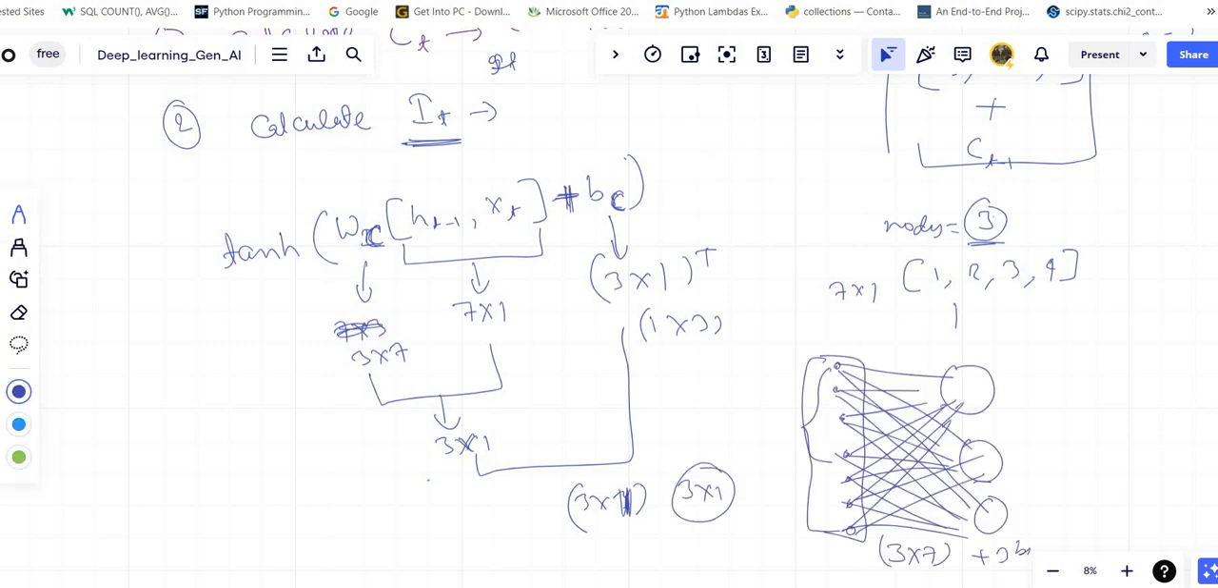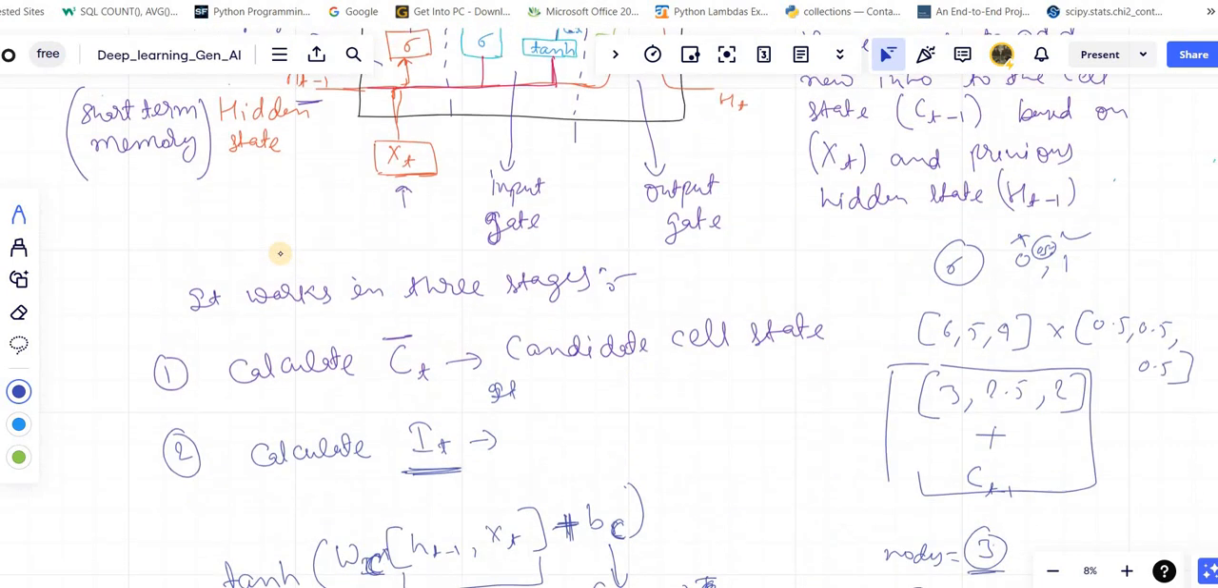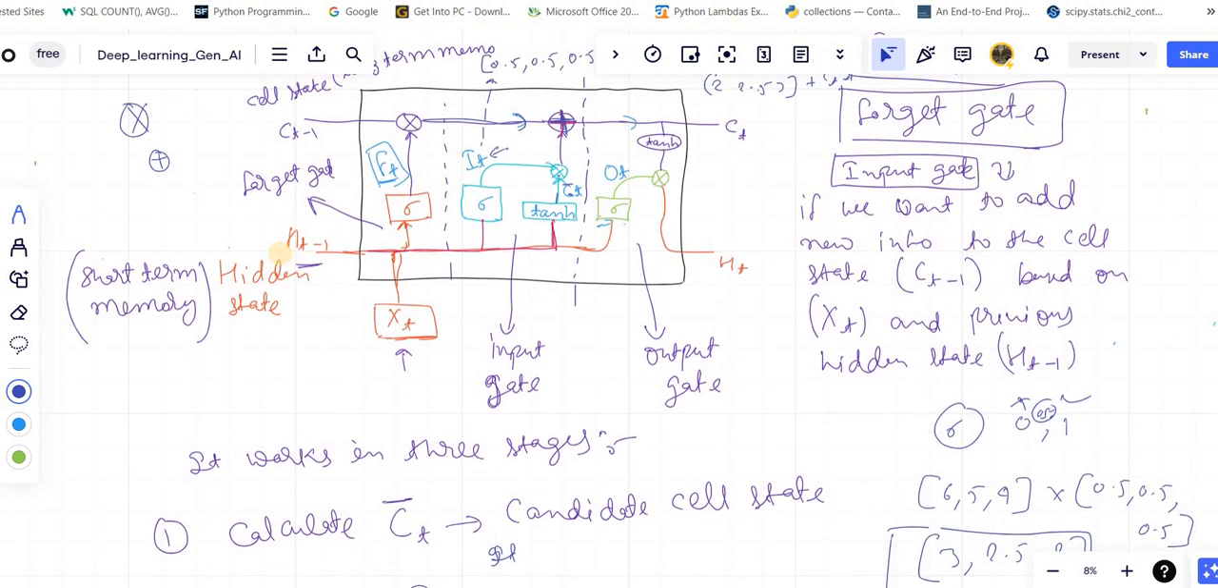Sorry, I was making a mistake, I was doing multiplication here. So this is the multiplication, this is the addition. So 3 cross 1 to 3 cross 1, not transpose, is normal. If we just add 3 cross 1 to 3 cross 1, the final matrix will be 3 cross 1. So in tanh a 3 cross 1 matrix will come. So this is how the tanh part will get calculated, this part.